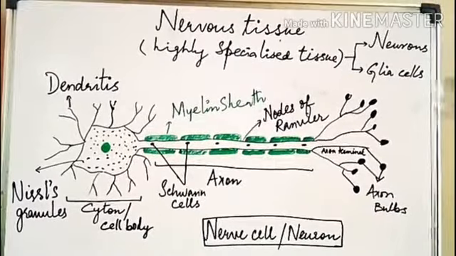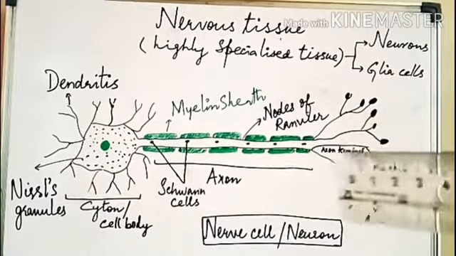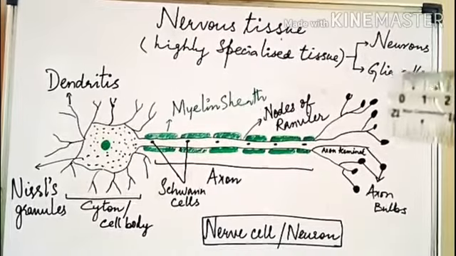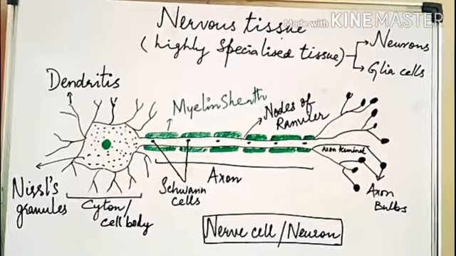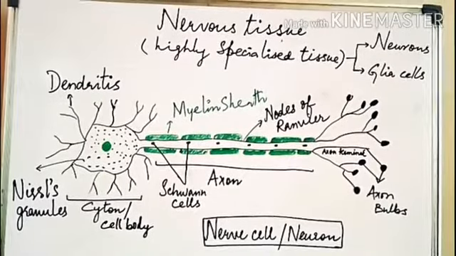Fine. And then this information is carried to the axon terminal. And at the axon terminal, you can find the axon bulbs. There are various axon bulbs that are responsible for different processes, and these contain neurotransmitters. This is the structure of a typical nerve cell.